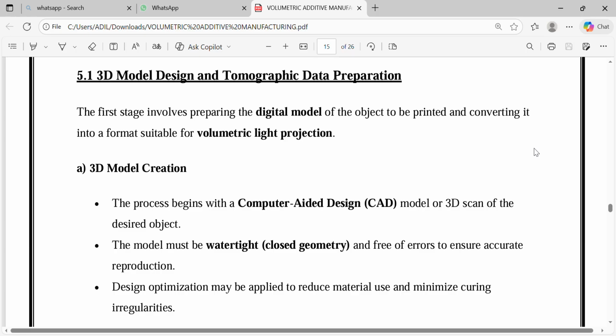3D model creation. The process begins with the computer-aided design model or 3D scan of the desired object. The model must be watertight, closed geometry, and free of errors to ensure accurate reproduction. Design optimization may be applied to reduce material use and minimize curing irregularities. Irregularities can refer to defects or inconsistencies in print geometry, material properties, and surface finish. They can be caused by VAM process parameters, material properties, and equipment limitations.